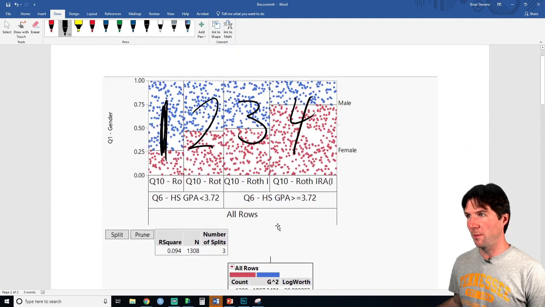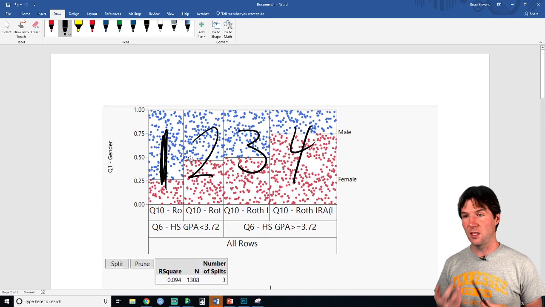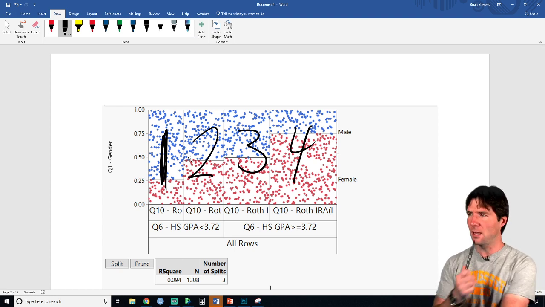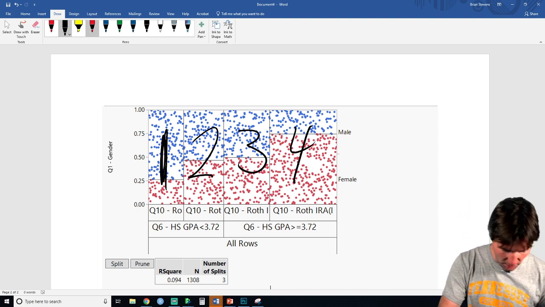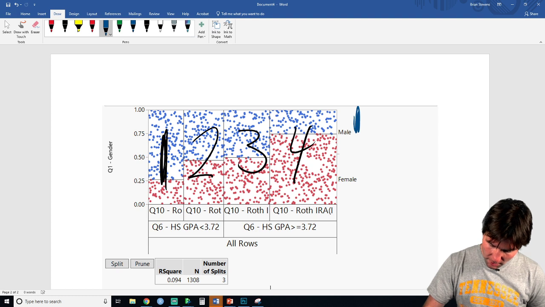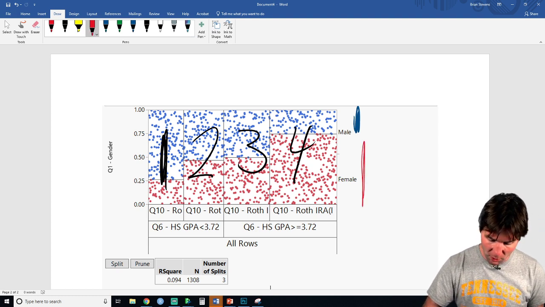Now let's scroll back up and remember, which of these was most likely to be male? You were saying it earlier. Which of these leaves is most likely to be male? If you look, these are the people up here, which are male, and these are the people down here, which are female. Now the probability of it changes as you go through.